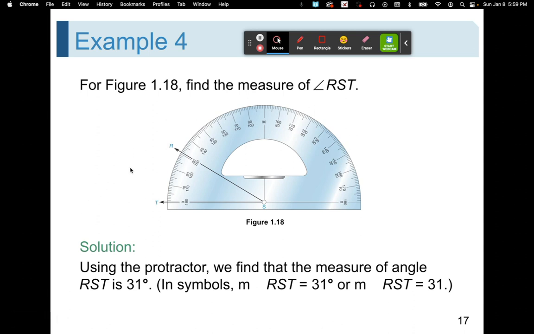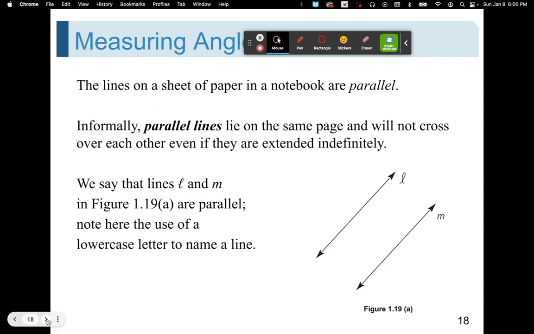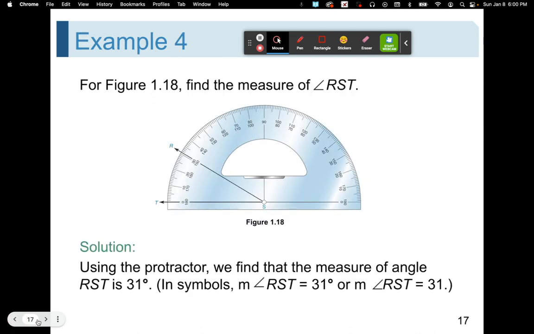All right, take a look at this angle right here, and we figure out that would be 31 degrees. One thing that is missing here, and I think this is because it went from PowerPoint to Google or to PDF, and it just left off, is that we can say that the measure of angle RST is 31, or the measure of RST is 31. Here we have the degree symbol, here we have 31. We can say it either way, it's understood to be degrees.